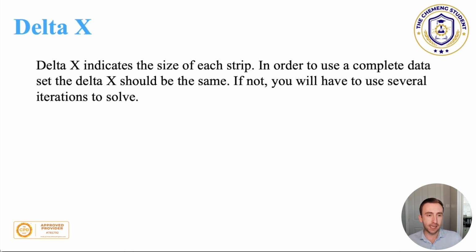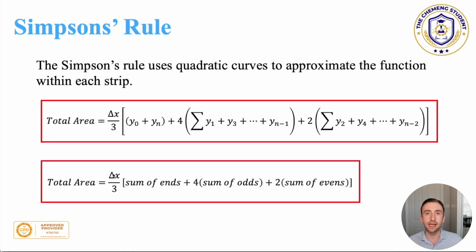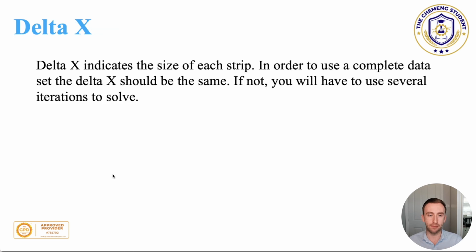Now delta x is the thickness of the strip. In order to calculate this, we need to ensure that for our entire data set delta x is equal. So it has to be the same size. If it's not the same size, then you will have to do several variations and several different iterations of numerical integration in order to capture the total area that we want.